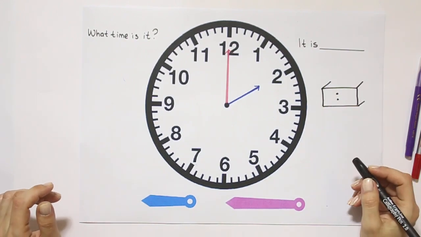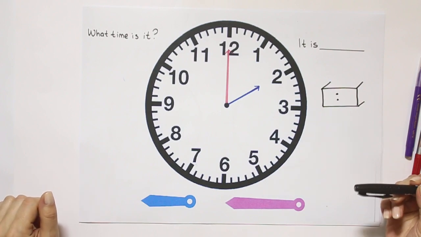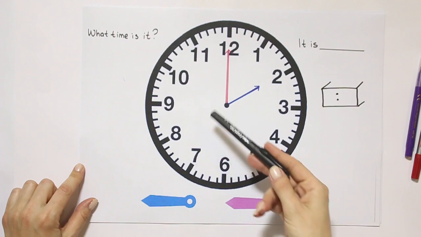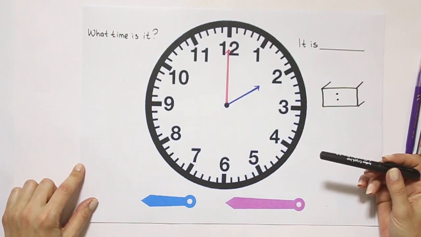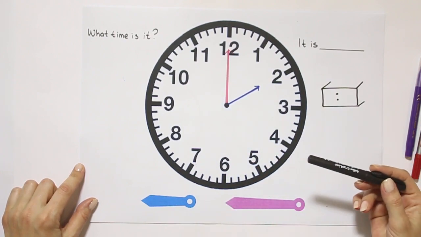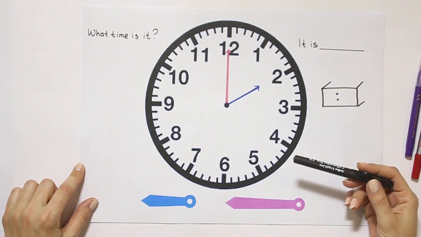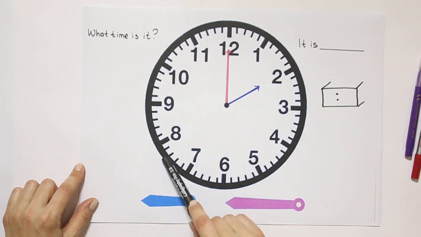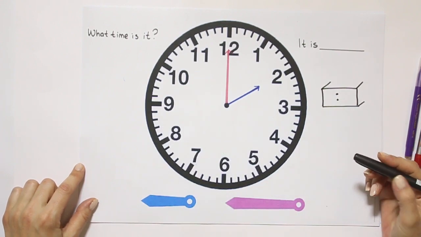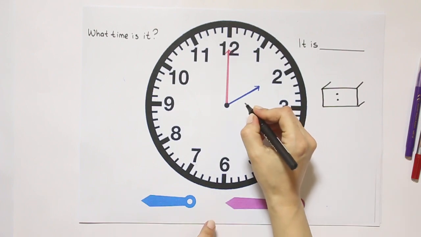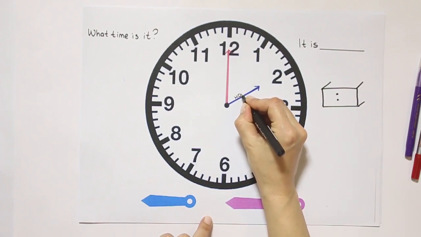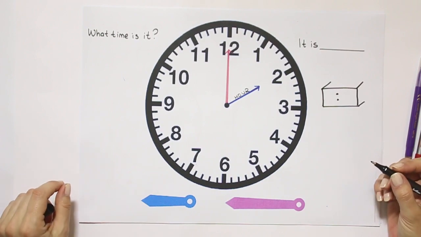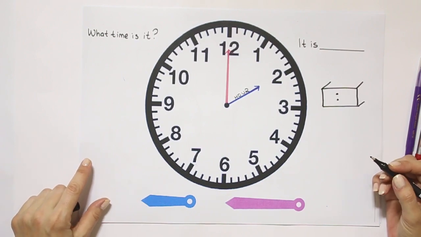Let's have a closer look at an analog clock. As you can see, this clock has numbers from 1 to 12. There are also two hands. These two hands move around the clock in this direction. The short hand tells us the hour. The long hand tells us the minutes.